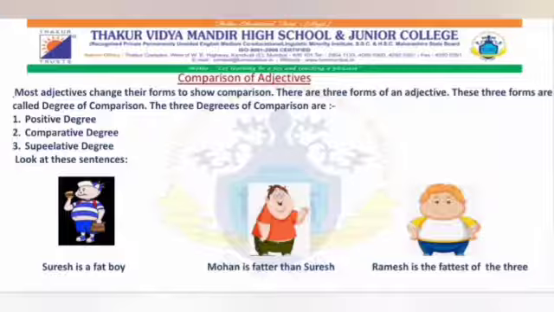There are three forms of an adjective. These three forms are called degree of comparison. The three degrees of comparison are positive degree, comparative degree, superlative degree. Look at these sentences. Suresh is a fat boy. Mohan is fatter than Suresh. Ramesh is the fattest of the three.